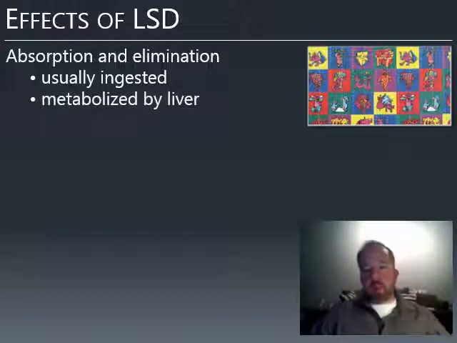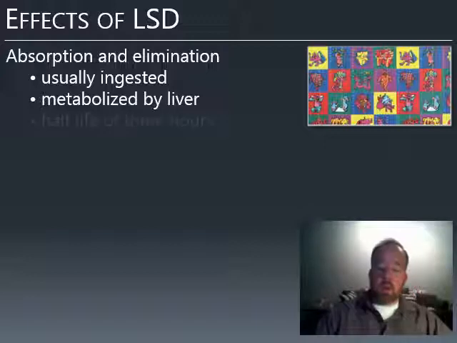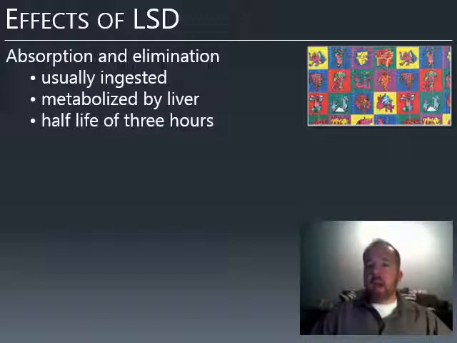It can also be absorbed by contact. This is actually how Hoffman first experienced this. He touched the substance, and it was absorbed through the skin. And because it doesn't take very much to be effective, you can actually absorb enough through the skin to be effective. LSD is eventually metabolized by the liver, as so many drugs are, but it lasts for a while.